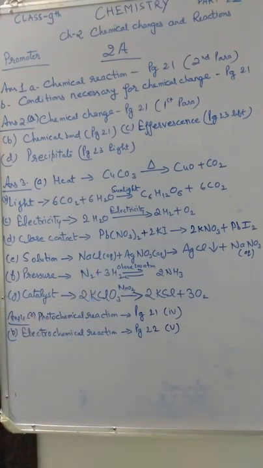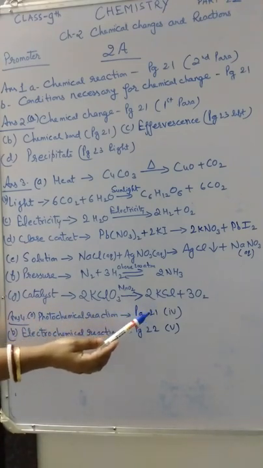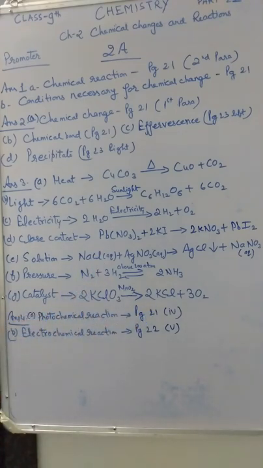Now question number 4. What do you mean by photochemical reaction? You will get the answer on page number 21, 4th point, light. When any chemical reaction is going on in the presence of light, that is called a photochemical reaction. And when any chemical reaction is going on in the presence of electricity, that is called an electrochemical reaction. One example also you will give. Electrochemical reaction you will get on page number 22, 5th point.